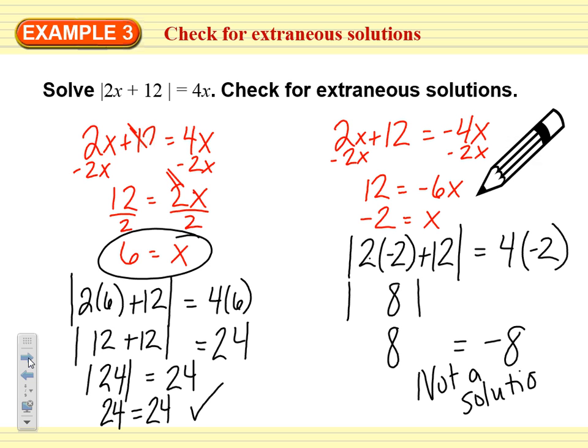So we don't want to circle, or maybe you want to cross off that extra solution because it did not work. Okay, these are things to keep in mind when we're solving these absolute value equations.